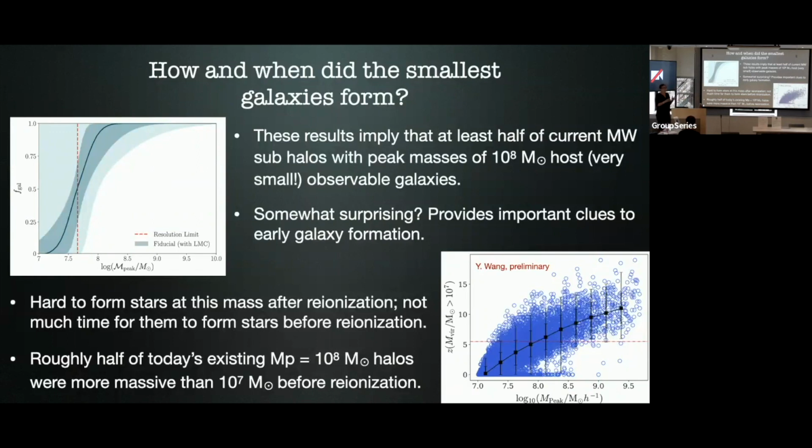And there's not a lot of time for them to form many stars before reionization. So the basic thing I want you to take away is that we're actually pretty close to detecting what I think is the real threshold of galaxy formation. And I think it's probably not that far below 10 to the 8, which is really interesting. Roughly half of today's existing 10 to the 8 solar mass halos were more massive than 10 to the 7 before reionization, so maybe they had enough time to form those galaxies in that short period. But I think this is already interesting and is going to get more interesting as these results tighten a little bit.